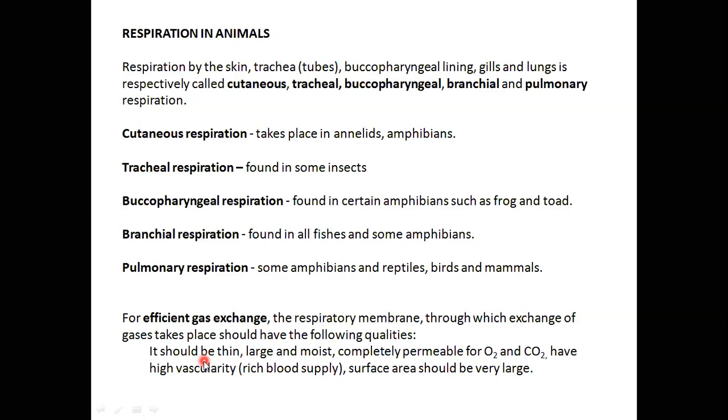Ultimately, once gaseous exchange has happened, it is through blood that the gases go further into the whole body. Otherwise gaseous exchange will happen, but then what? Right? Around the membrane there has to be a rich blood supply. And the surface area, which I have already explained, should be very large. Clear, all the properties of the respiratory membrane? It should be thin enough, large, moist, completely permeable for oxygen and carbon dioxide. It must have a rich blood supply.